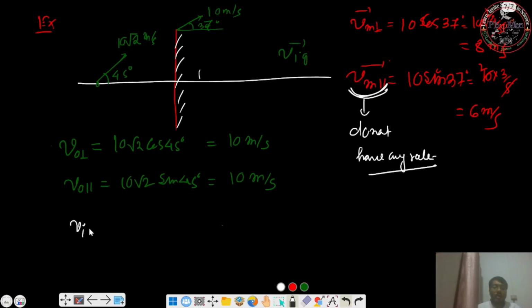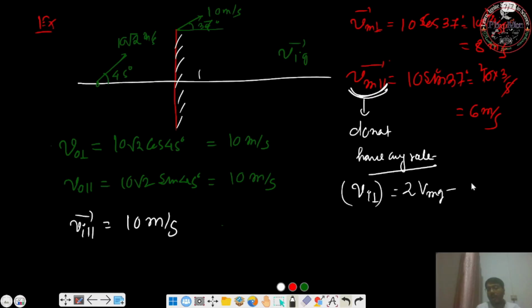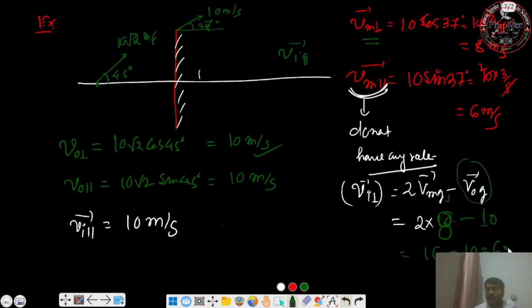So we can say velocity of the image, parallel component, is 10 meter per second. But for the velocity of the image perpendicular component, what will I do? 2 times the velocity of the mirror with respect to ground minus velocity of the object with respect to ground. The perpendicular component of the mirror velocity is 8, so 2 into 8 minus 10, so it is 16 minus 10 is equal to 6 meter per second.